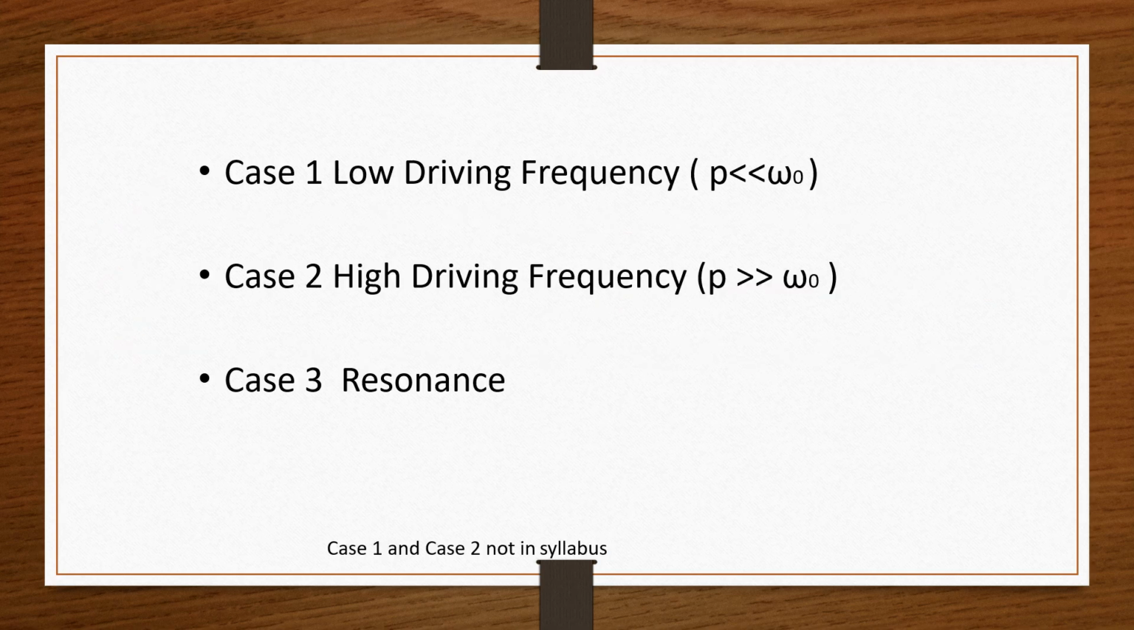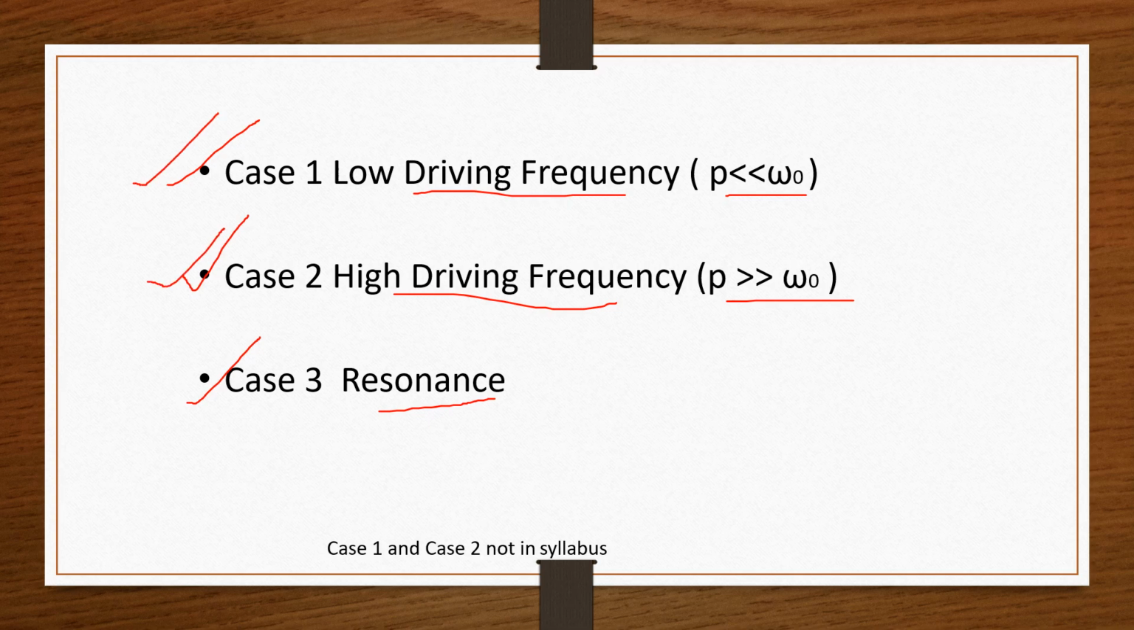Now we are going to discuss three cases. First case is the low driving frequency when P is much less than omega 0. Case 2, high driving frequency when P is much greater than omega 0. Then third case is resonance when P is approximately equal to omega 0. Please note that case 1 and case 2 are not in the syllabus, whereas case 3, resonance, is very important.